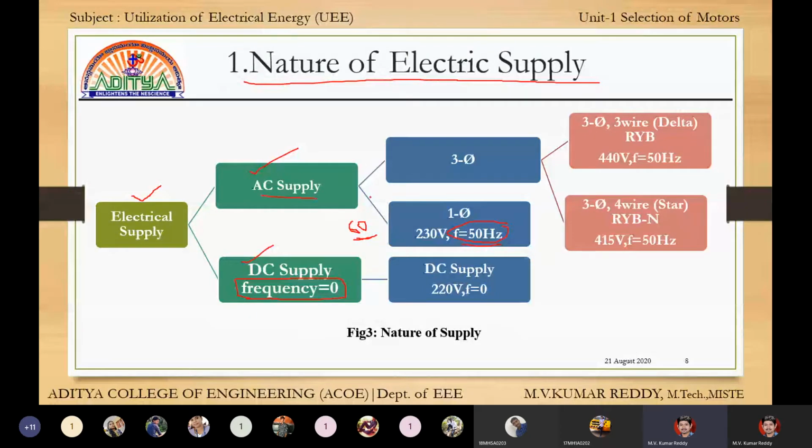In AC supply there are two types of supplies, three phase supply and single phase supply. Single phase supply is 230 volts, frequency 50 hertz. Three phase is again divided into two types. First one is three phase three wire, which is R Y B, and it is also called a delta connection. This voltage is 440 volts, frequency is 50 hertz.